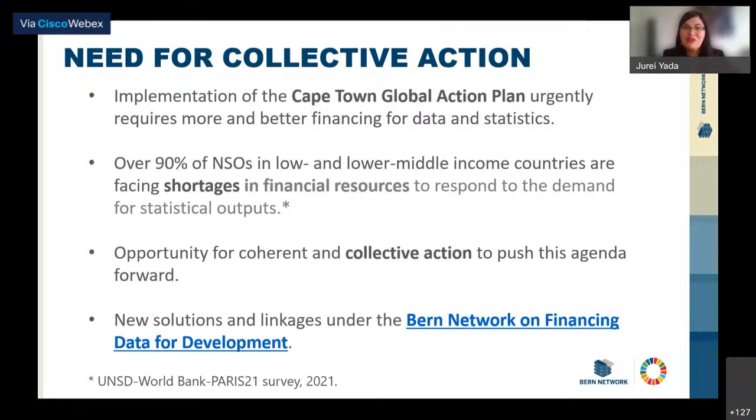And this has been the focus of the work of the Bern Network on financing data for development, which, as the name implies, is a multi-stakeholder alliance founded in 2019, and which is made up of NSOs from low and middle income countries, as well as developed countries, development cooperation agencies, and a number of other expert and multilateral organizations. And it really focuses on fostering holistic actions to achieve more and better financing for data. And we at Paris 21 are the secretariat for this network.